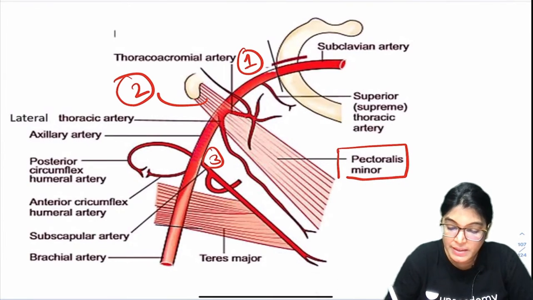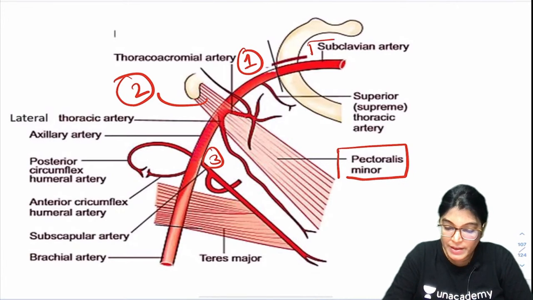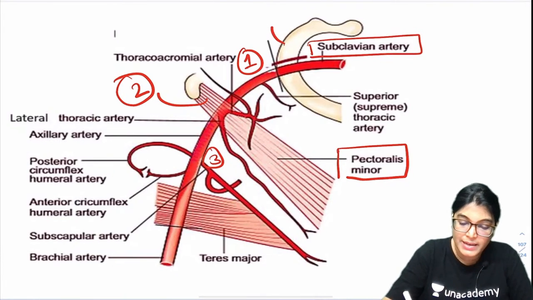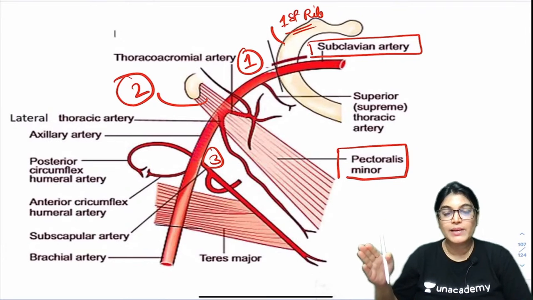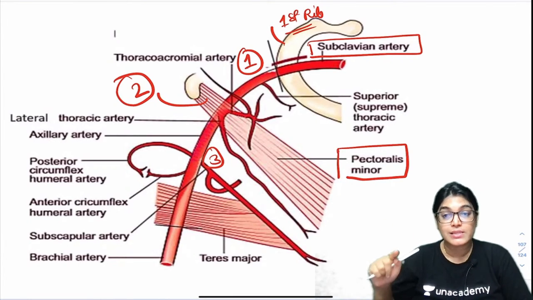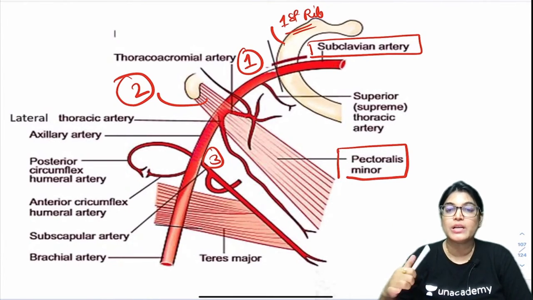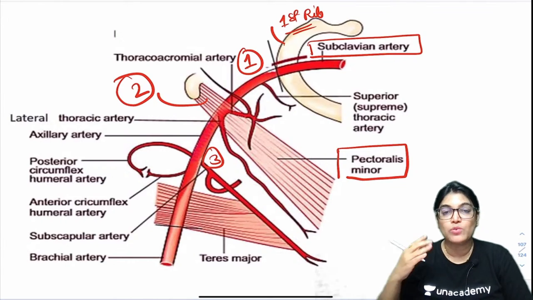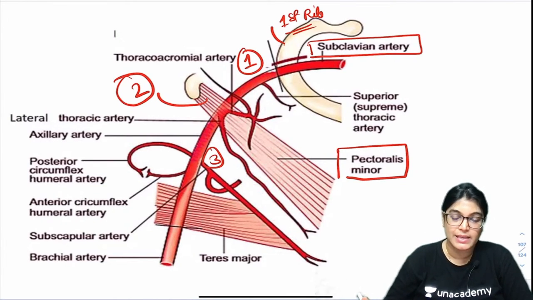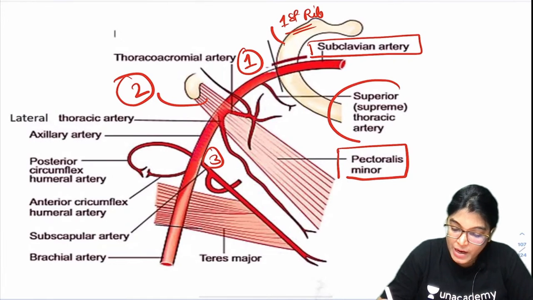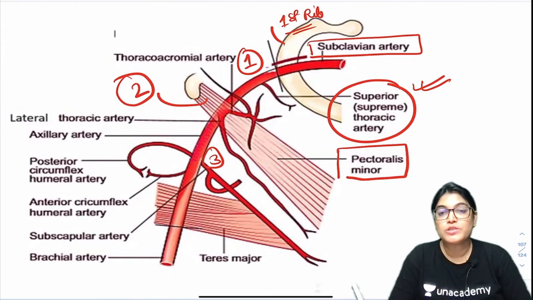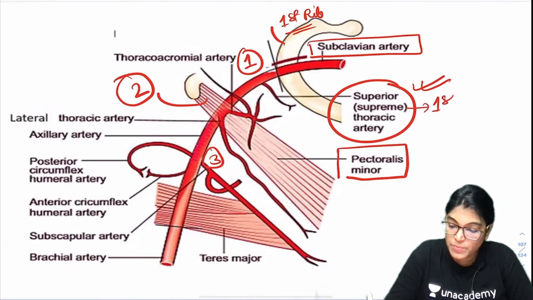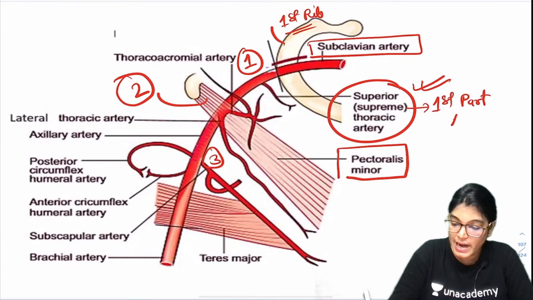Now you can appreciate, this is the subclavian artery, and at the level of first rib, beyond the level of first rib, it changes its name to axillary artery. Subclavian artery is an artery of neck, and when it reaches the axillary region, at the outer border of first rib, it changes its name to axillary artery. We have one branch from the first part, the superior or supreme thoracic artery. It is the branch from the first part of axillary artery.